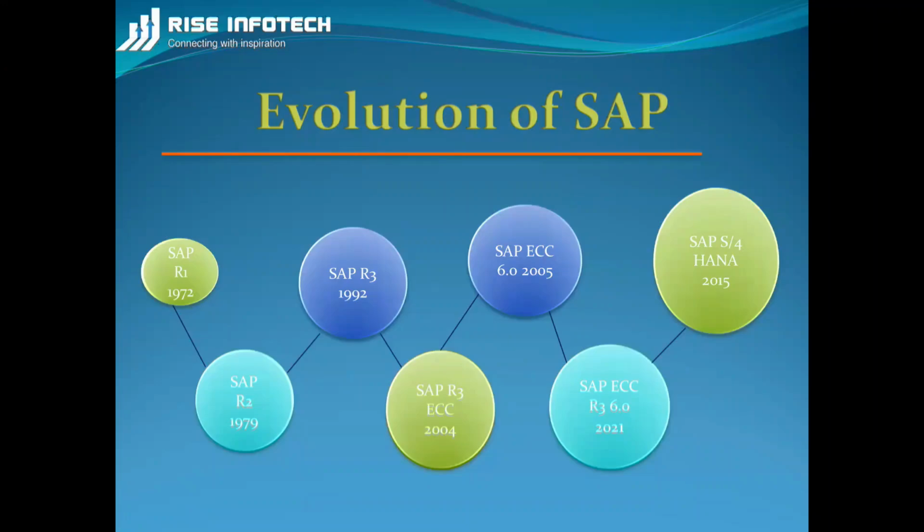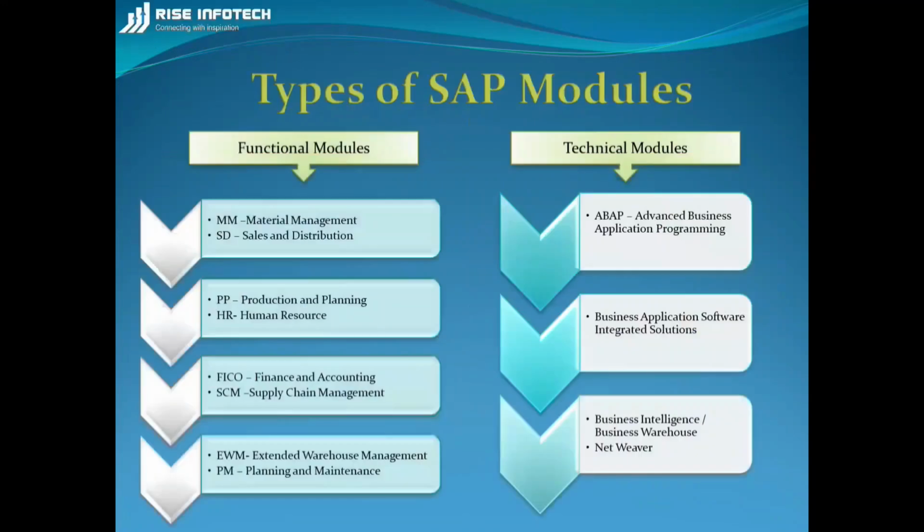Again, SAP R/3 ECC was founded in 2004, and SAP ECC 6.0 was incorporated in 2005, and SAP ECC R/3 6.0 in 2021, and now we're into an advanced version, S/4HANA, founded in 2015. Types of SAP modules: there are two types, functional modules and technical modules.